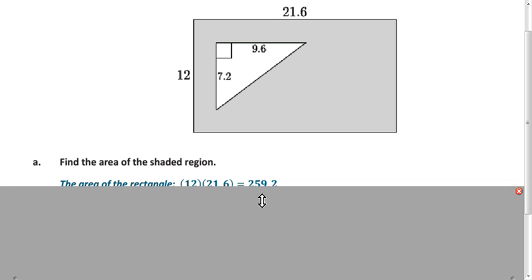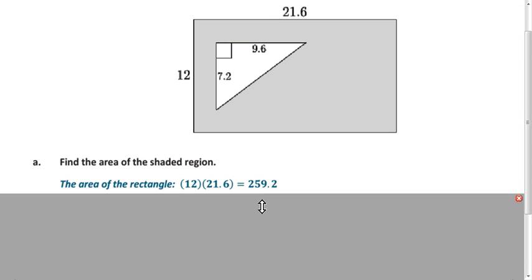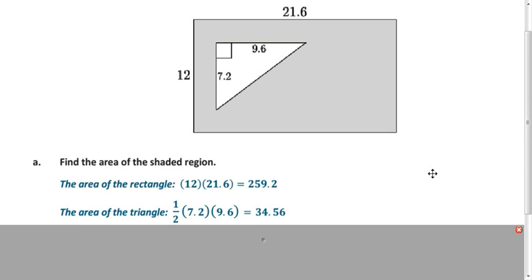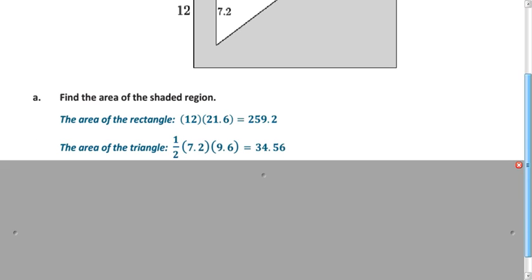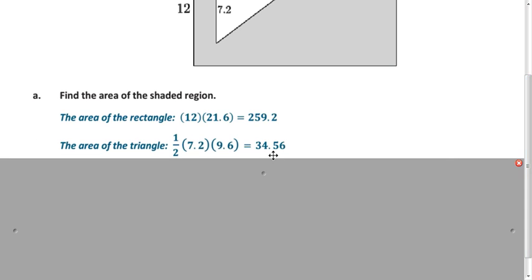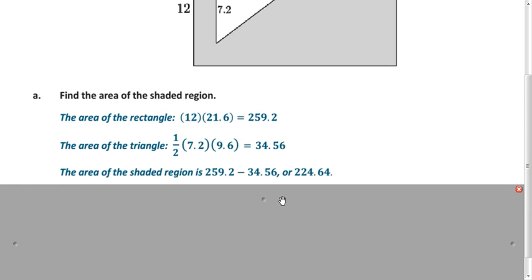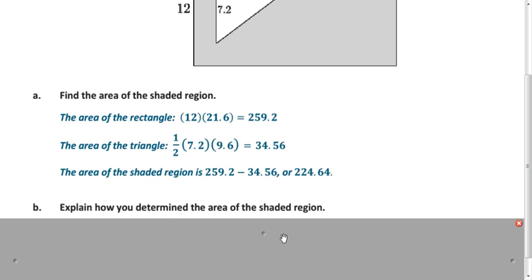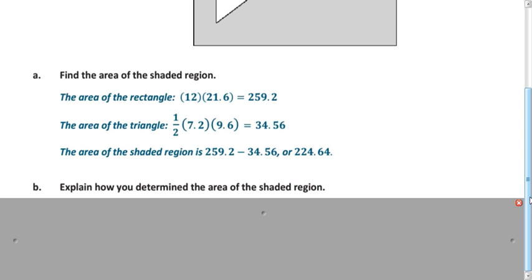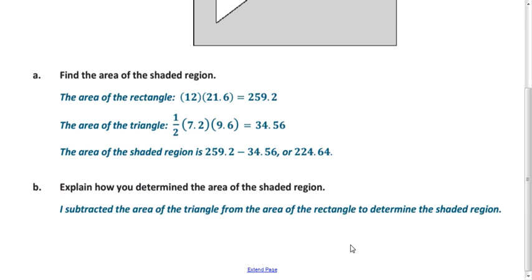Well, the rectangle has that area, and the triangle has this area. And so we just want to subtract them because we were taking the triangle out of the rectangle. So 224.64. And explain how you found the area of that region. Put that into words, and I'll show you my solution. So exactly what we said before. You just subtract the area of the triangle from the area of the rectangle.